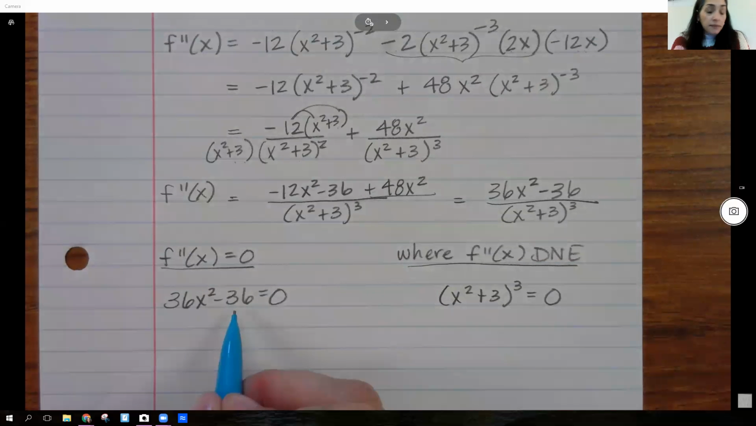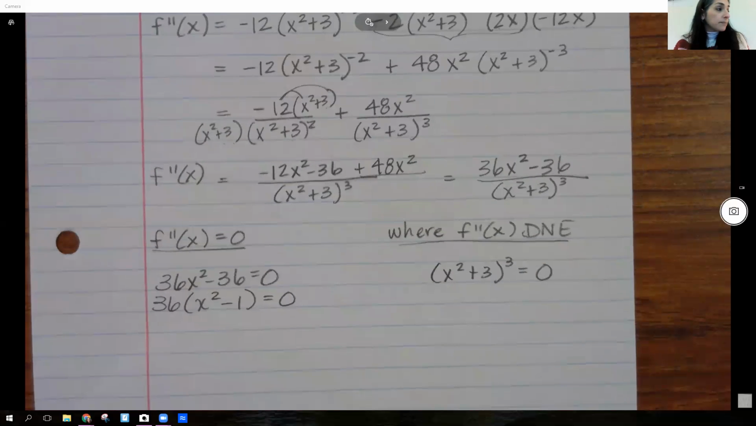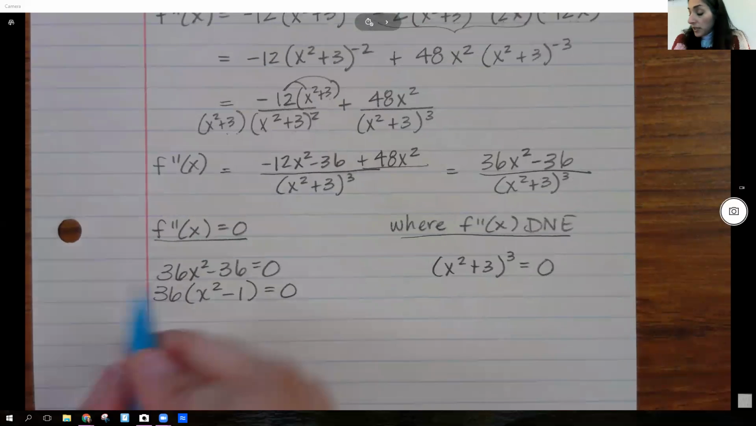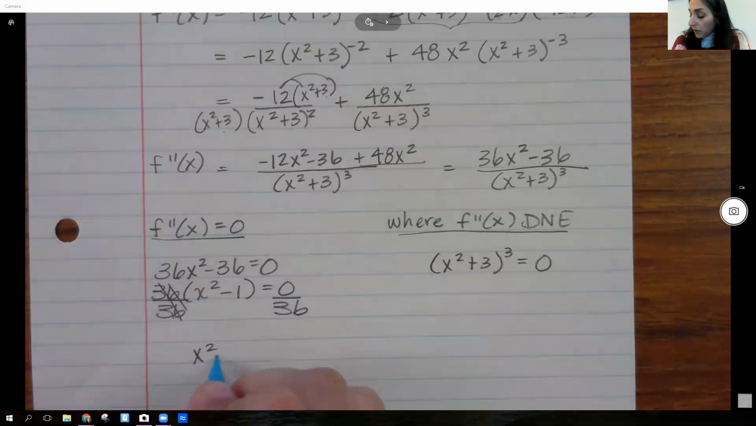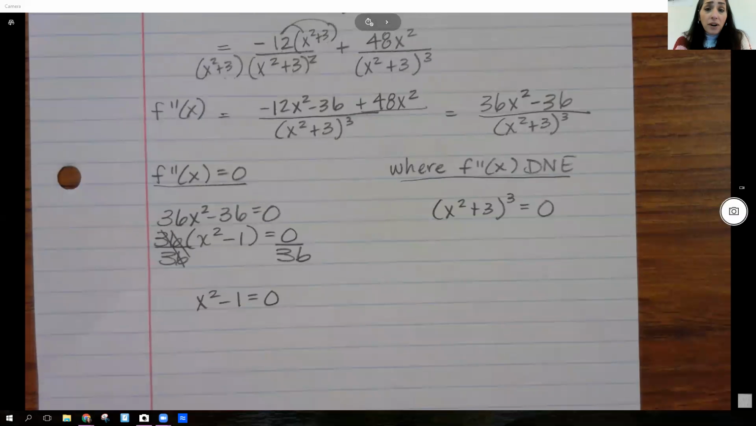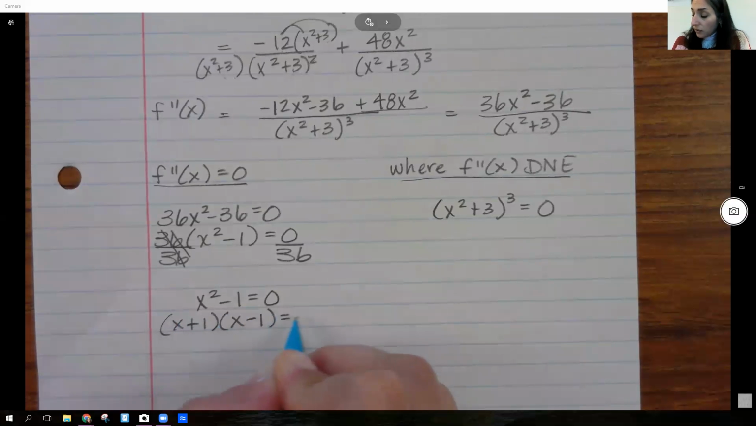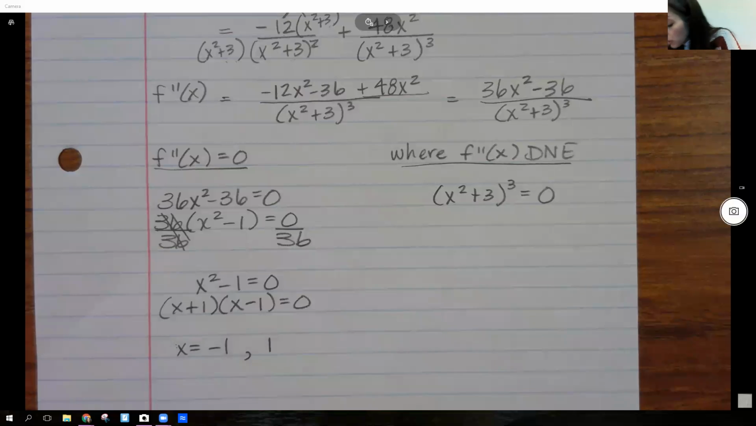So for this one, you can take a 36 out. So this would be x squared minus 1. Then you can divide by 36. So x squared minus 1 equals 0. It's okay if you want to add 1 and take the square root. Just make sure that you do plus or minus in front of your square root. I'm going to factor it because I notice it's a difference of two squares. And if you do that, you're guaranteed to get both your answers. Either way, you'll get it. So x equals -1 and x equals +1.